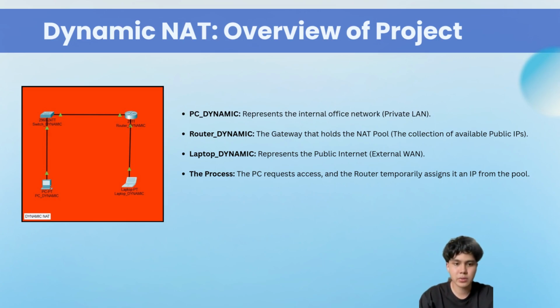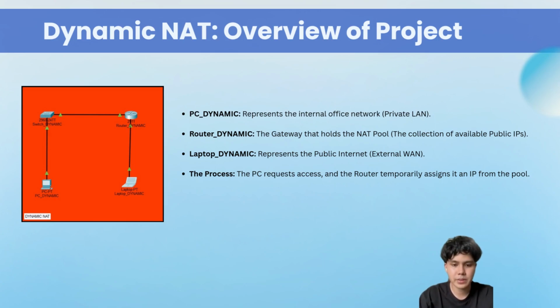So as you can see on the bottom left, which is the private side, we have PC_dynamic. This represents our internal office network or our LAN, local area network. In the middle, we have router_dynamic, and this is the most important device right now. It acts as our gateway, and this is where our pool of public IP addresses will live. On the right side, which is the public side, we have laptop_dynamic. This represents the outside world, the public internet or WAN.